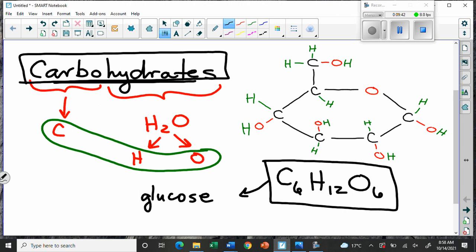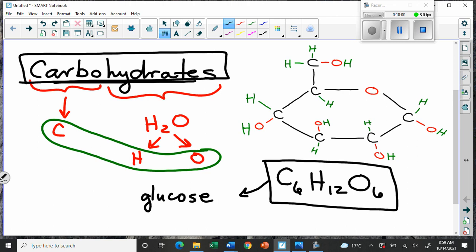And it's the most common. And this is the one that when you eat starches and sugars, your body breaks everything down into this, or one of its very closely related forms. And it uses this molecule and breaks it apart to produce energy.